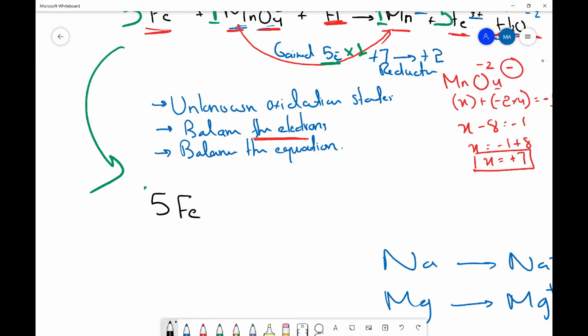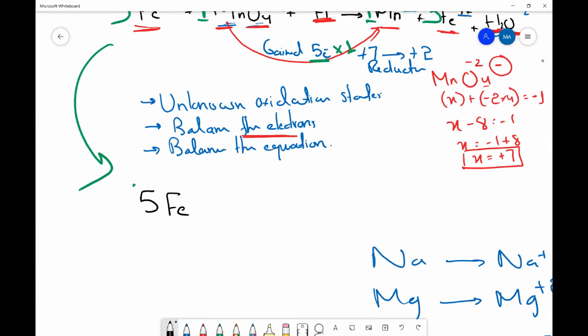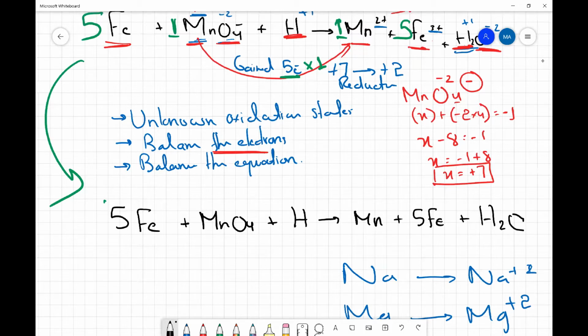5Fe. You can now ignore all the charges, because you're already done dealing with all of these oxidation states. Just write these elements: MnO4 plus H is equal to Mn plus 5Fe3 positive. We're going to ignore the oxidation state, plus H2O. So now the second equation that you have is the one that is balanced according to the electrons, right?